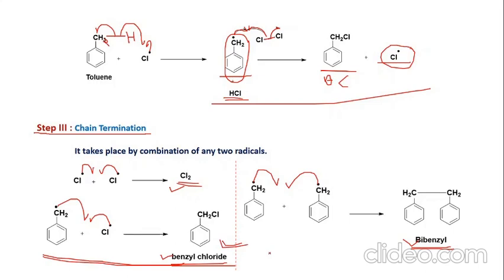So this is how we have seen the Friedel-Crafts acylation reaction and the side chain halogenation reaction today. In the next lecture, we are going to see the Birch reduction and some other properties of aromatic hydrocarbons. Okay, thank you.